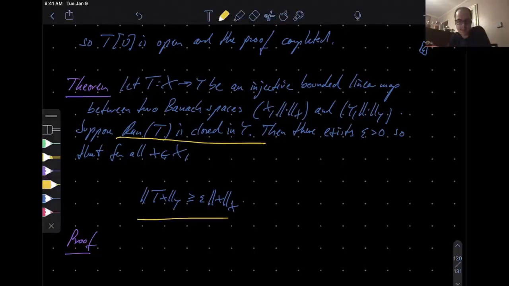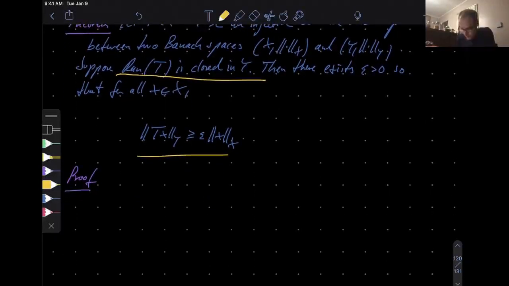So there exists positive epsilon, so that the norm of the image of x is always at least epsilon times the norm of x. So that's why when x is positive, you're always going to be bounded away from 0, right? So that's the first thing that we'll prove now. It's a consequence of the open mapping theorem. Okay, so how to do it?